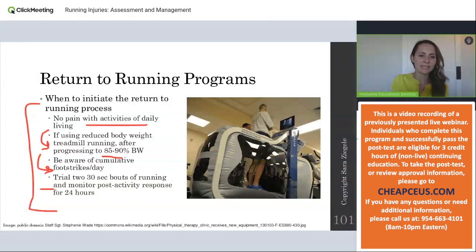You can also do a little test by doing 2 30-second bouts of running and then monitor for 24 hours for any symptom return. So if somebody can handle those 2 30-second bouts of running, then they may be a good candidate to actually start a formal return to running program. If they have pain or an increase in swelling after those 2 30-second bouts of running, they may want a slightly greater interval of time of rehab and other impact activity before actually starting running.